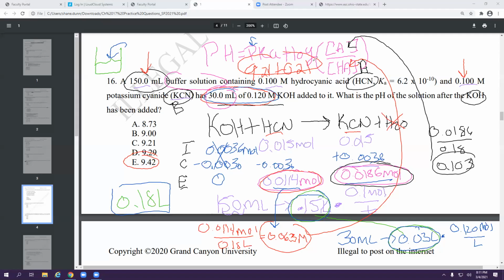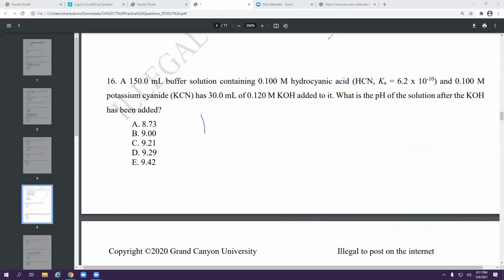Okay, I'm going to delete everything real quick. Okay, pKa is the negative log of Ka. So I take the negative log of that, and you should get 9.21, or 9.2078 or something like that, which rounds to 9.21. Does that make sense?